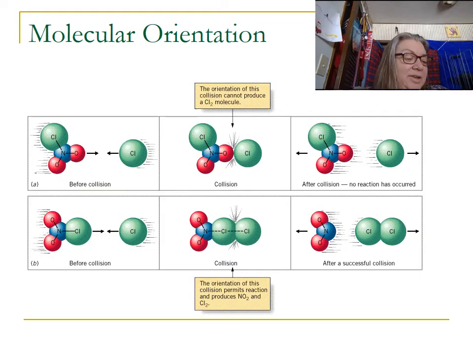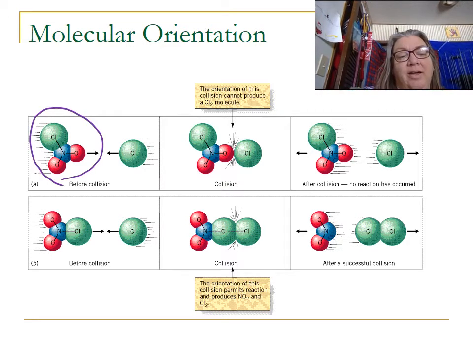So molecular orientation is based on the idea that for most reactions, two molecules must collide in the correct orientation for that reaction to occur. So here they're looking at what's called a reaction mechanism, where you make a little intermediate as a reaction goes. So here we have two molecules. We have NO2Cl, and here's a single Cl, and they're going to collide with one another. But what we want to happen is we want the two chlorines to come in contact with one another.